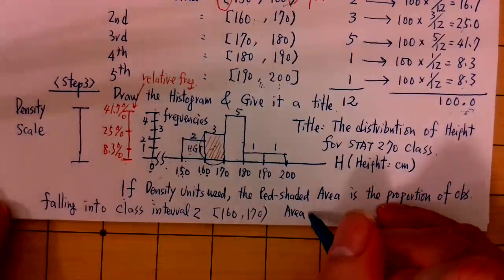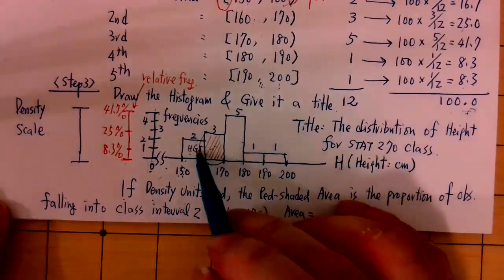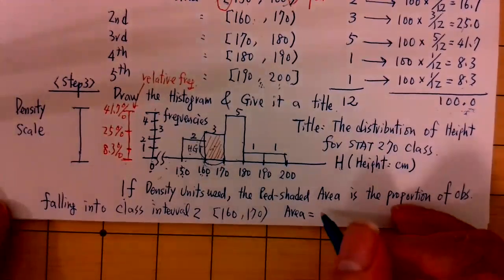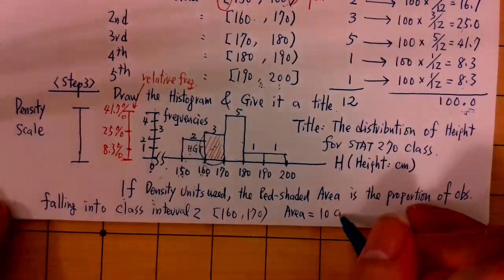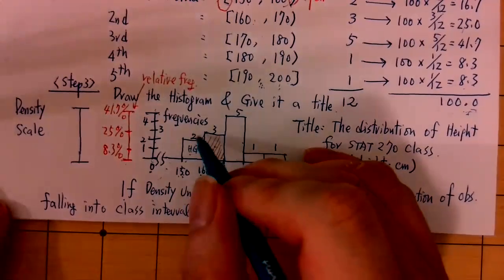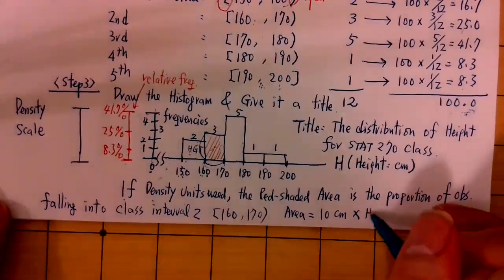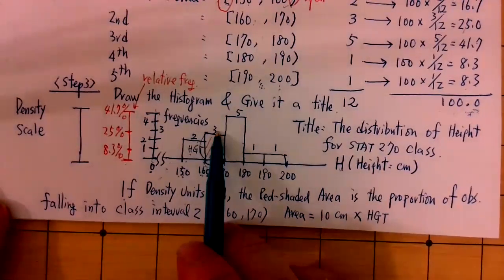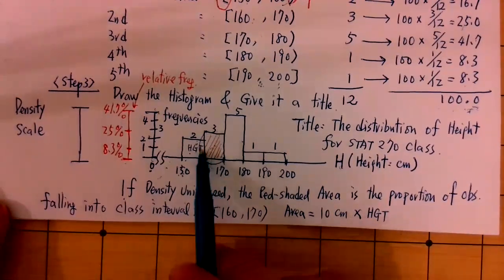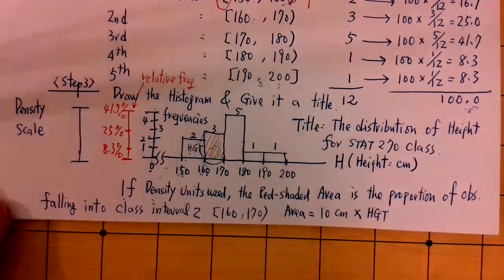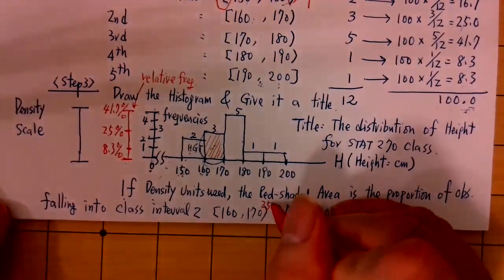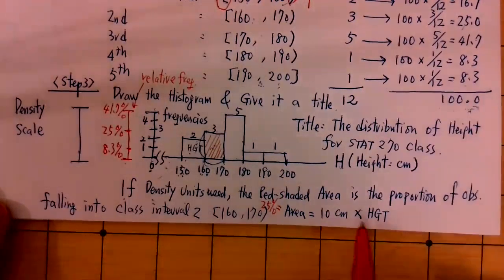So the area of the red shaded area, okay, the base is what? 170 minus 160, which is 10 centimeters long, times height. And what's this area? Well, 25% of observations fall in this second class interval. So this area is 25%. So what is the height?